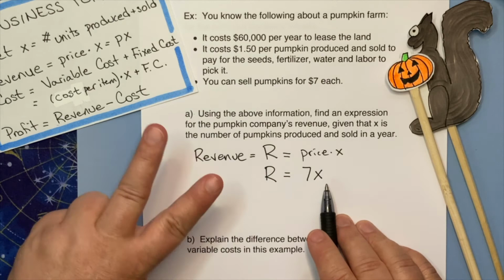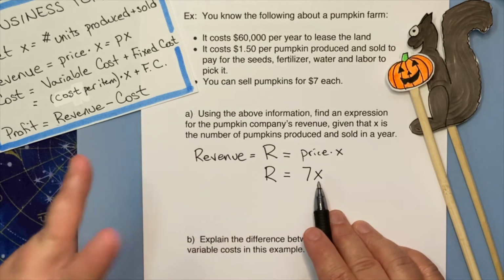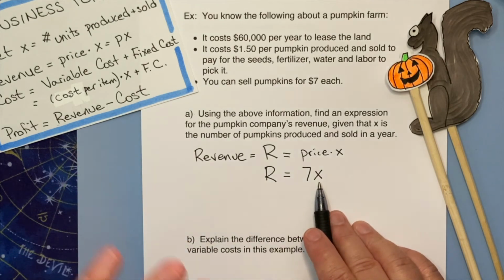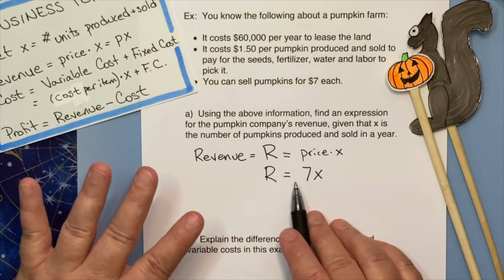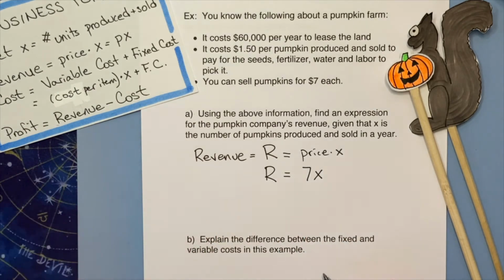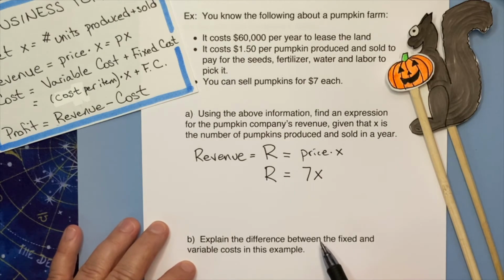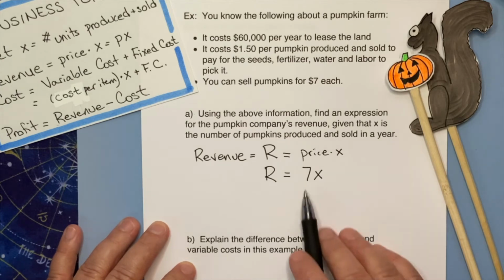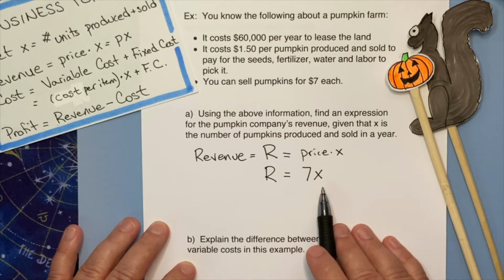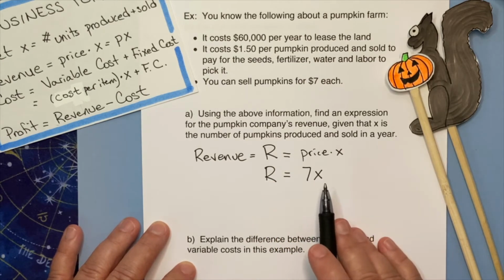So if we sell 2 pumpkins, it'll be 7 times 2 or $14 in revenue. If we sell 4 pumpkins, it's 7 times 4, which would be $28. Now, obviously, there are a couple of other costs we have to consider before we start counting how much money was going to go in the bank. This is just the money that people pay us. This is before we pay our bills.